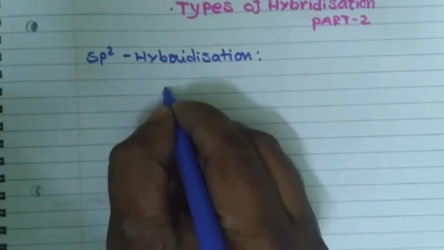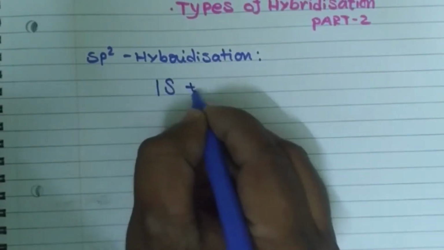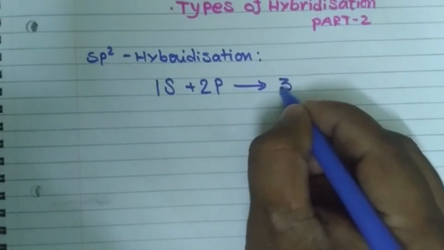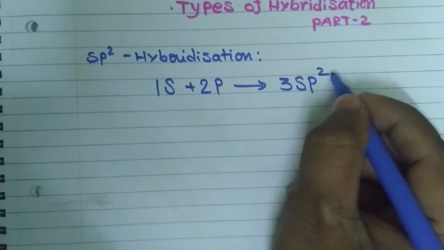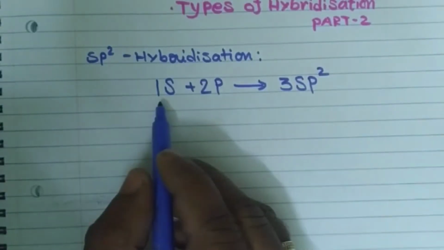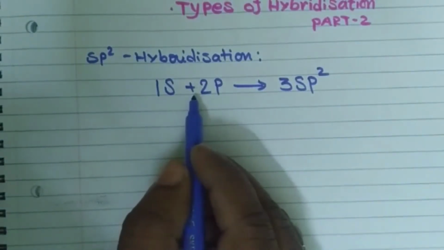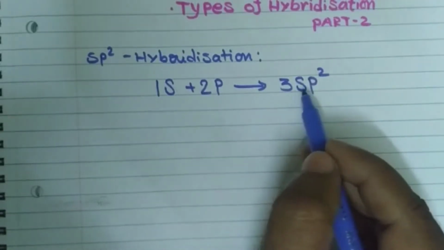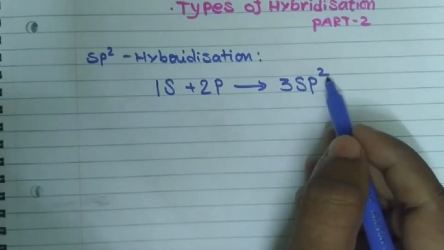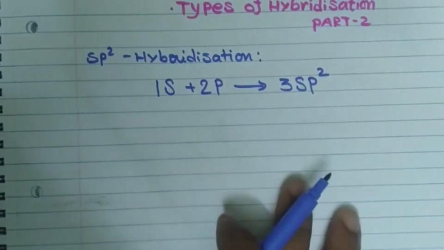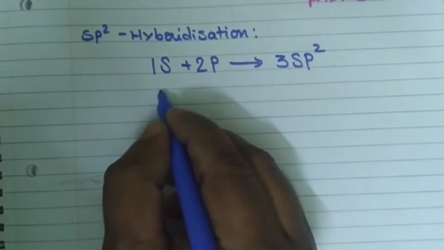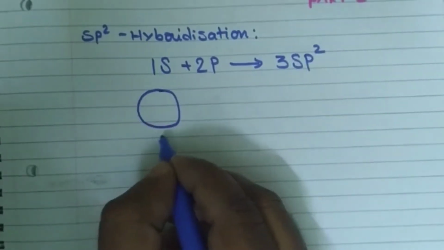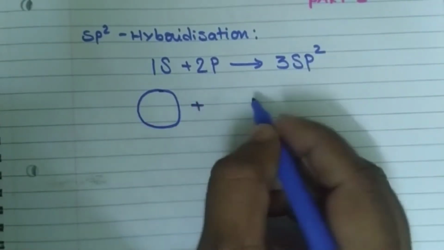It is the intermixing of one s orbital plus two p orbitals to form three sp2 hybridized orbitals. I will repeat again: the s orbital is intermixing with two p orbitals to form a new set of three sp2 hybridized orbitals. Let's see the structure also. The s orbital is spherical, and it is combined with two p orbitals.